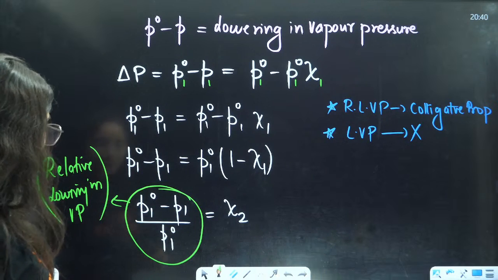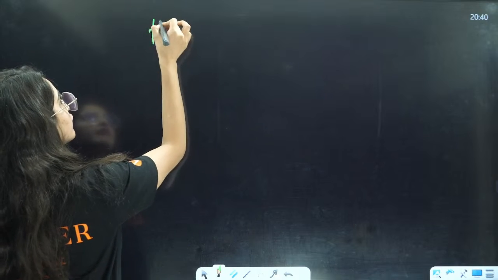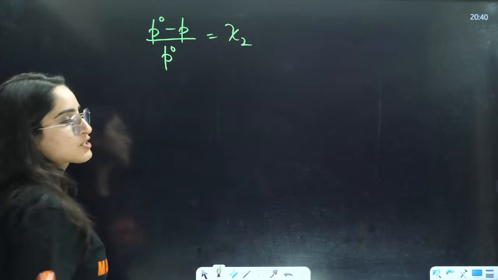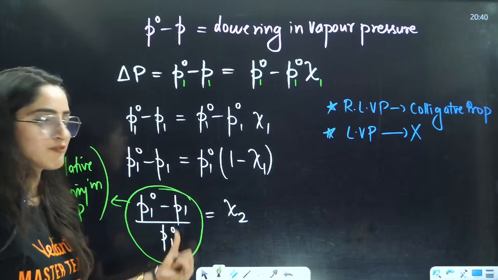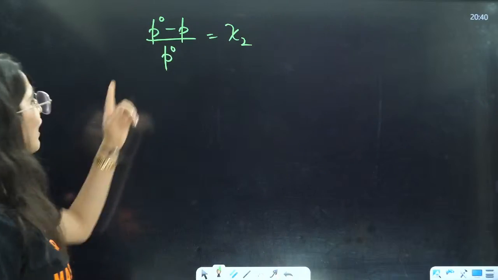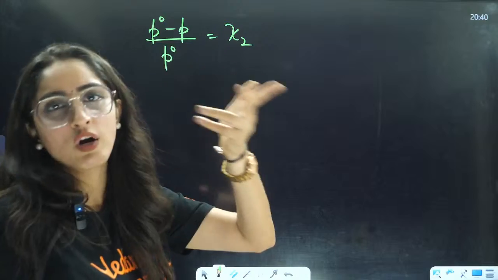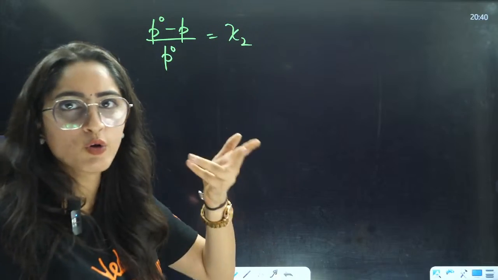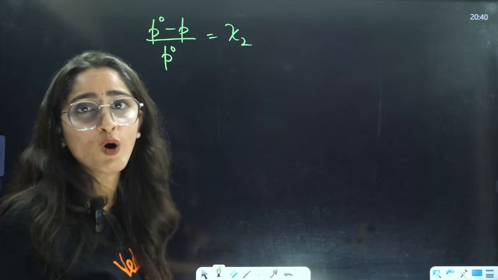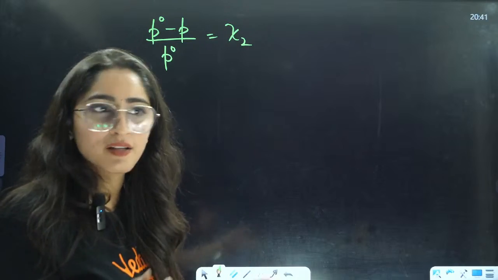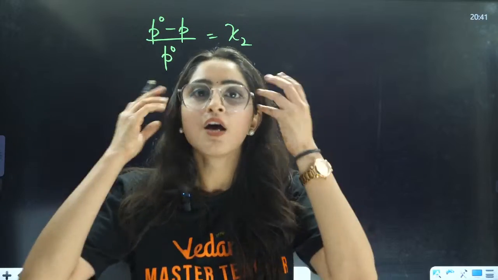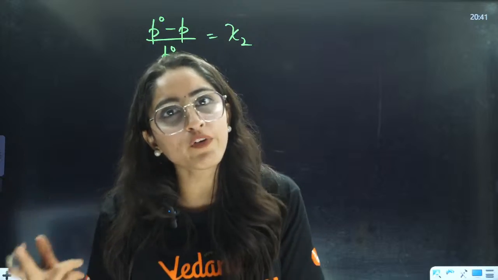Next, they can ask you, if we want to write it further, so this will be (P naught minus P) over P naught equals mole fraction of 2. Why have I not mentioned 1 here? Because usually we talk about solvent only. So in some books you will see that 1 is not mentioned here, right? 1 means solvent only. You can mention it, or if you don't mention it, that doesn't matter, right? Because we are talking about the vapor pressure of solvent only, because solute is a non-volatile thing. So solute will have 0 vapor pressure. Because solute is non-volatile, it will not form any vapor. So if there is no vapor, what vapor pressure are we talking about? No vapors means no vapor pressure, right?